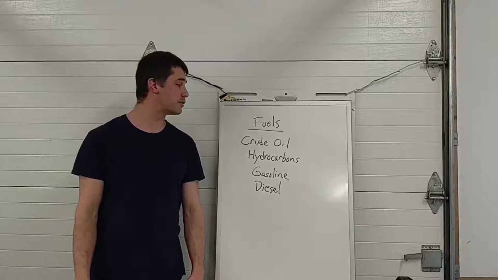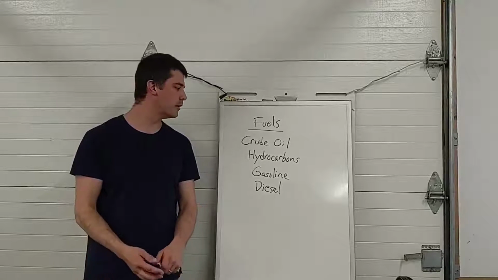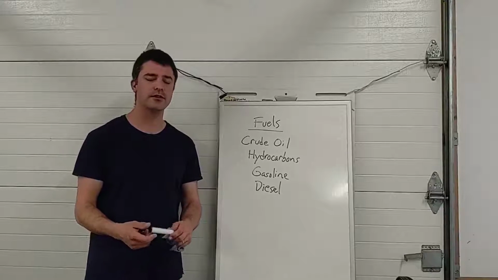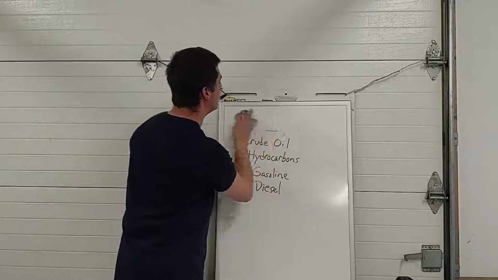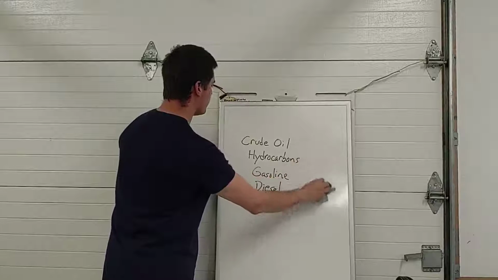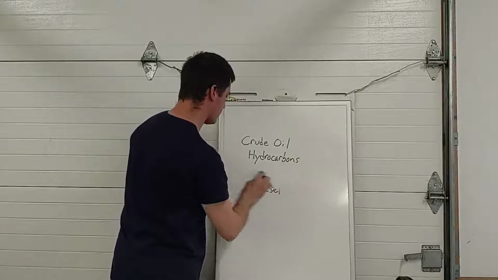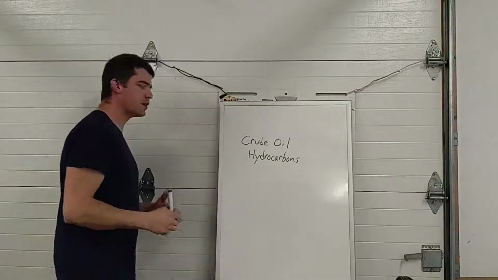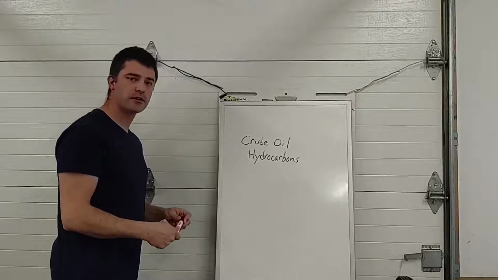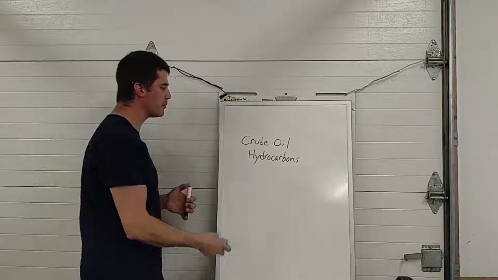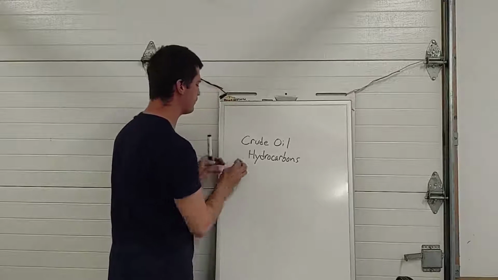In this video we're going to be discussing fuels. So crude oil, hydrocarbons, gasoline, and diesel, and some of the terminology that goes along with them. You may have heard of crude oil, and you may have heard of hydrocarbons, but you may not know exactly how these things get processed into diesel fuel or into gasoline or into the other chemicals that we make out of them. So that's what we're going to start with.